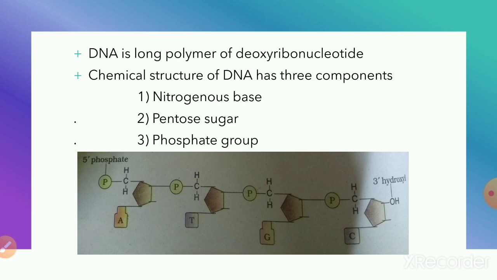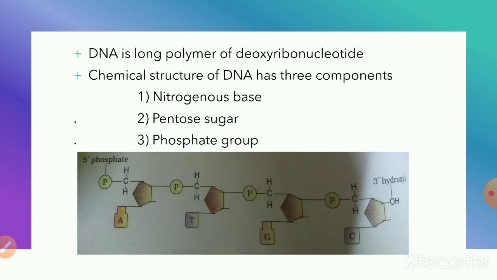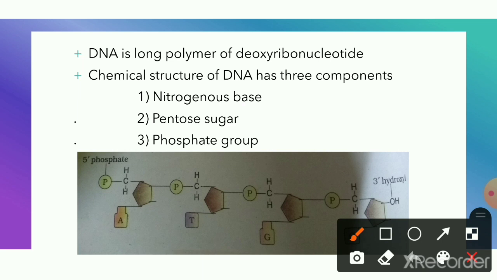The chemical structure of DNA has three components. First is nitrogenous base. Second is pentose sugar. And third is phosphate group. There are two types of nitrogenous bases. First is purines. In purine bases, adenine and guanine are present. In pyrimidine bases, cytosine and thymine are present.